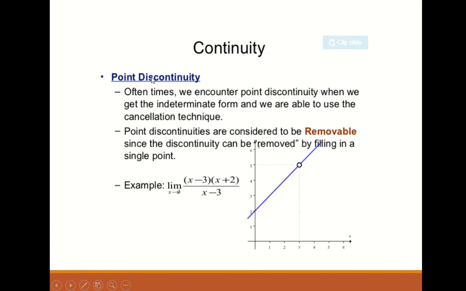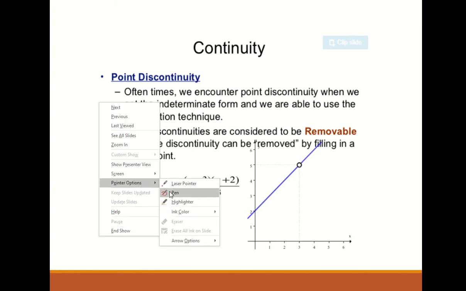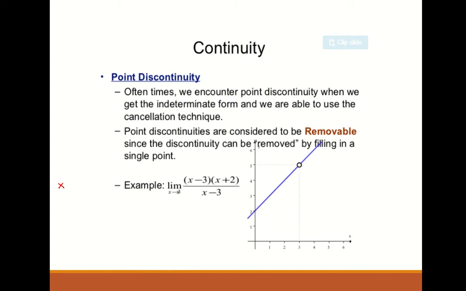Next we have what we call point discontinuity. Oftentimes we encounter point discontinuity when we get the indeterminate form and we are able to use the cancellation technique. For example, here the original function comes from x squared minus 3x minus 6, divided by a denominator. Sorry for that. Originally, this is a rational function.